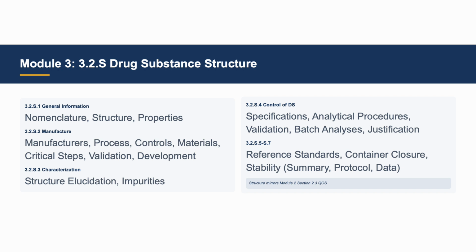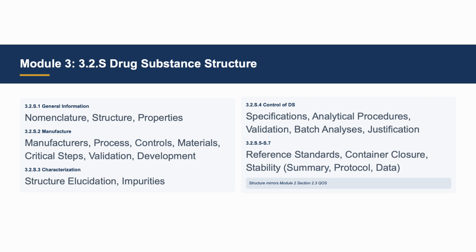Section 3.2.S.3 addresses characterization, including elucidation of structure and other characteristics, and identification and qualification of impurities. Understanding your impurity profile is critical for ensuring drug substance quality and safety.